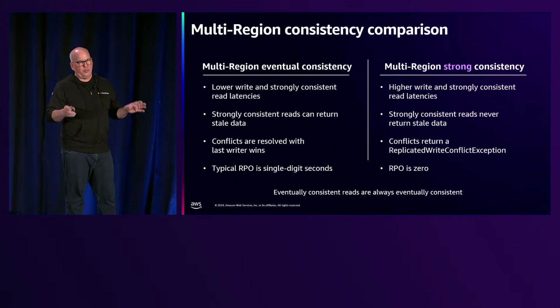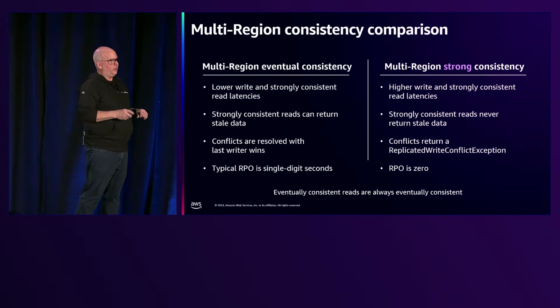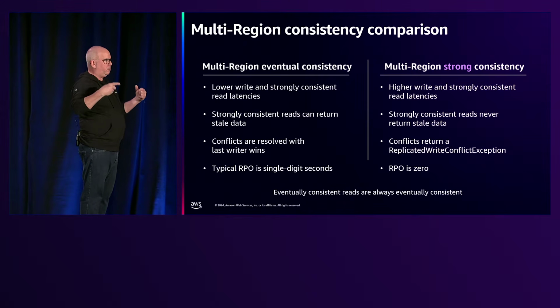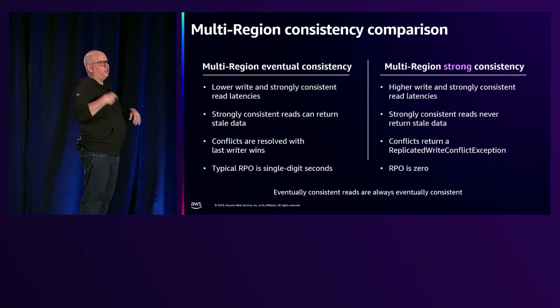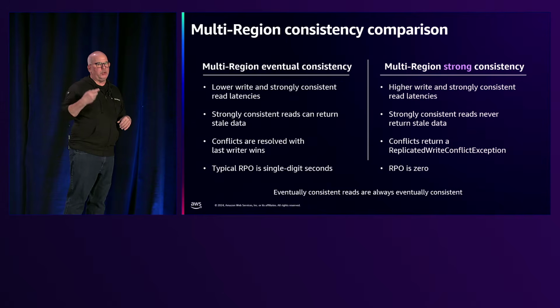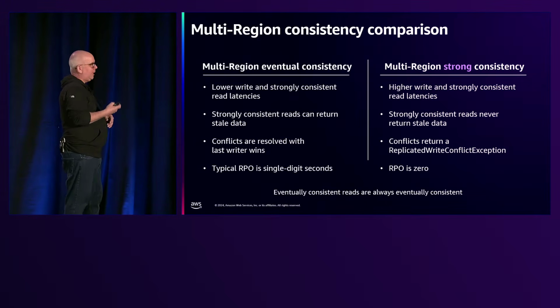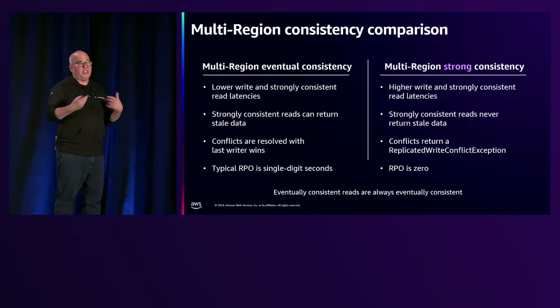And so we don't use that approach for multi-region strong consistency. Instead, what we do is that if you do a write to two regions at the same data at the same time, the latter write, the one that happens just a little bit later, will detect that another region is modifying that item at that time, and it's going to return an error to you. And so we've introduced a new exception in our API. It's called a replicated write conflict exception, and this is safely retriable.